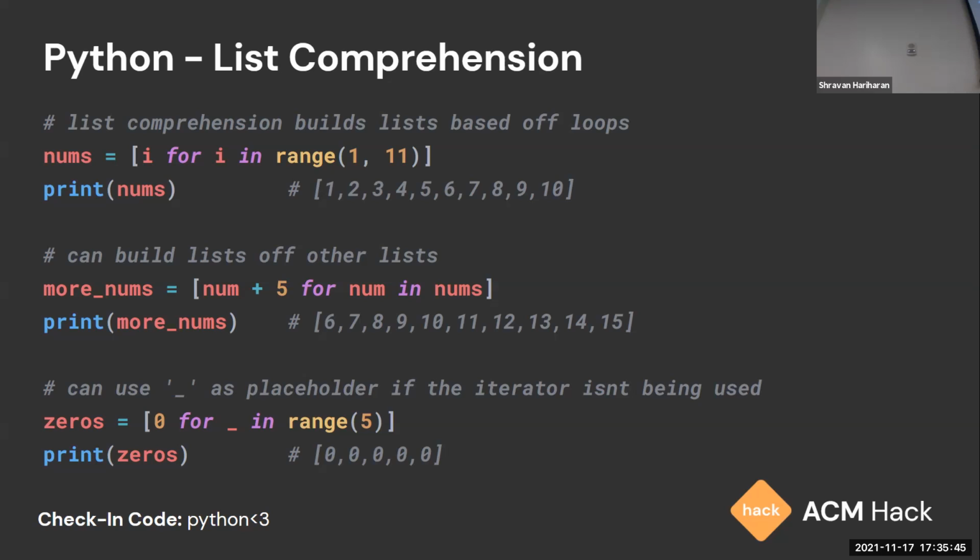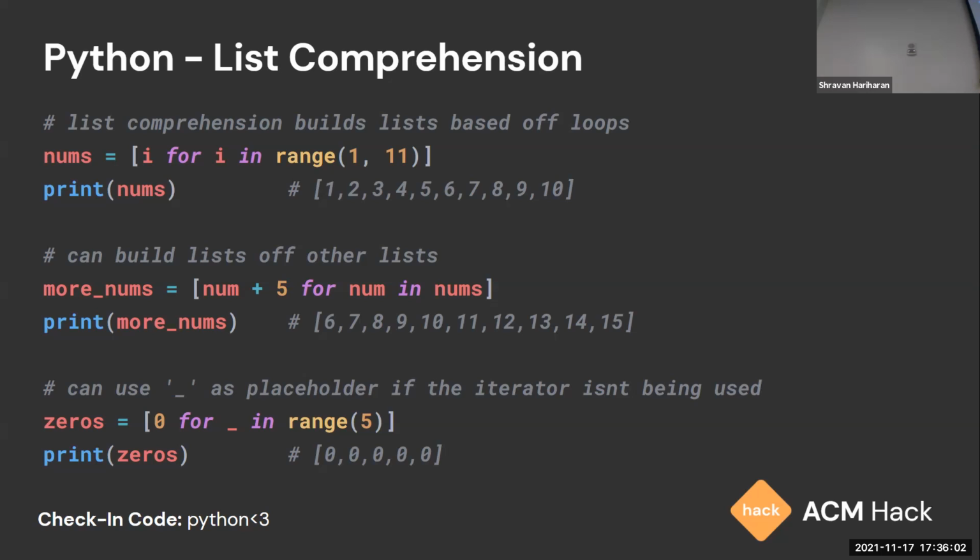Likewise, we can do the in syntax that I talked about earlier to do more_nums equals num plus 5 for num in nums. So it would take every number in the array of nums, add 5 to it, and set that in more_nums. So this would print 6 through 15.